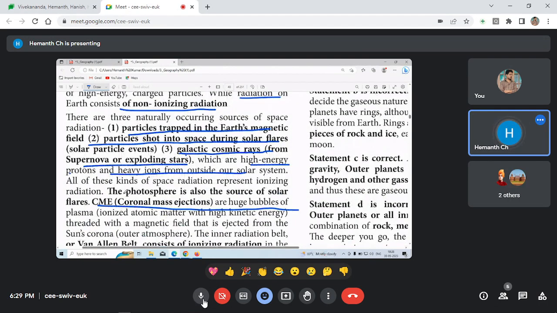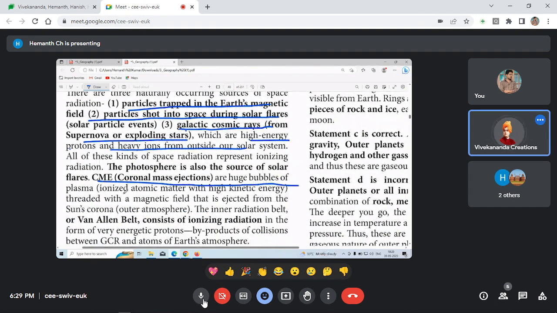GCR and what? Galactic cosmic rays. Galactic cosmic rays, okay.